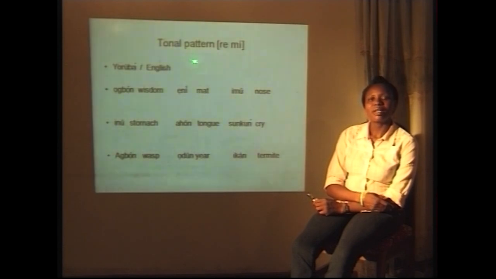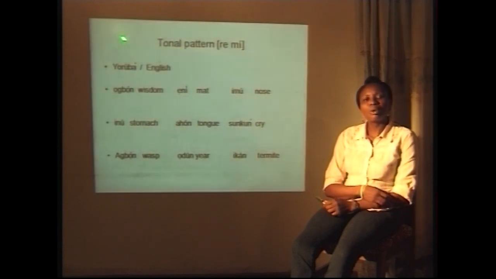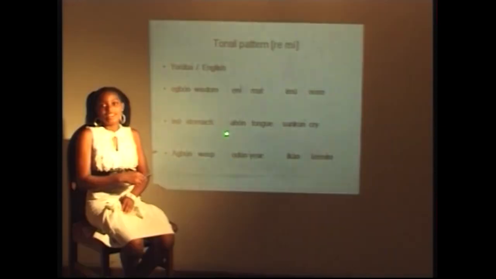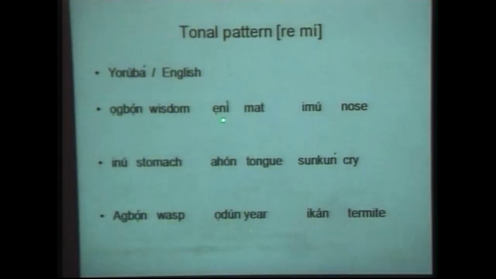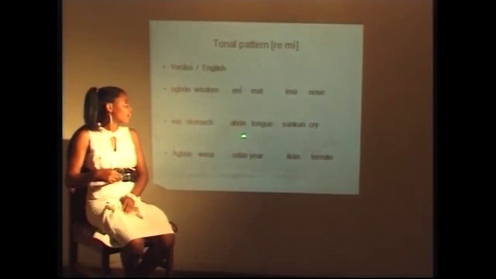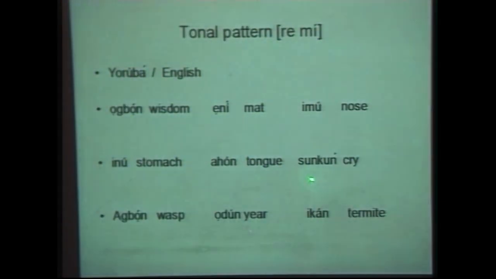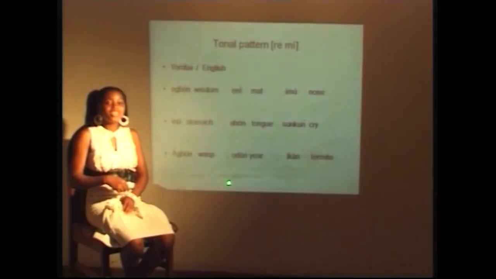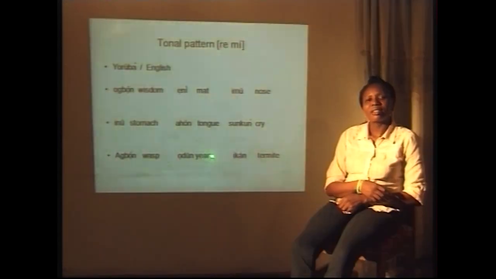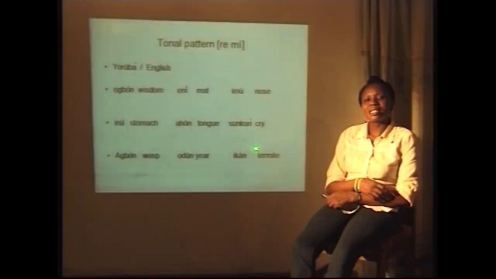Tonal pattern. Re mi, Yoruba and English. Re mi, ogbon, wisdom. Re mi, eni, mat. Re mi, imu, nose. Re mi, inu, stomach. Re mi, ahan, tongue. Re mi, sukun, cry. Re mi, agbon, wasp. Re mi, odu, deer. Re mi, ikan, termite.